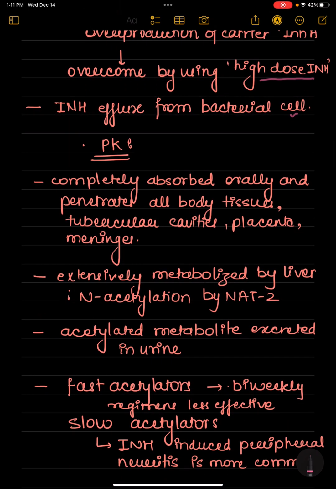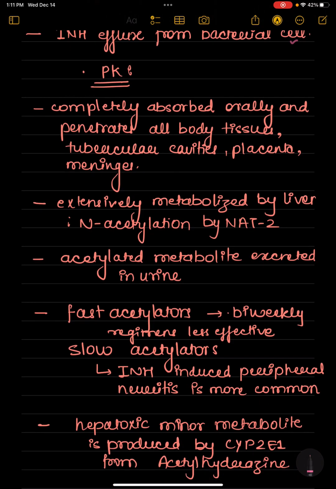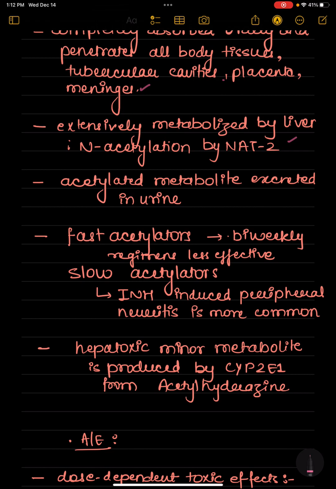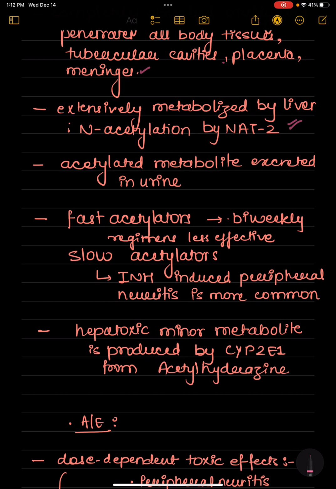What is the pharmacokinetics of isoniazid? First, it is completely absorbed orally and penetrates all body tissues, tubercular cavities, placenta, and meninges. It is extensively metabolized by liver through N-acetylation by NAT2, and this acetylated metabolite is excreted in urine.